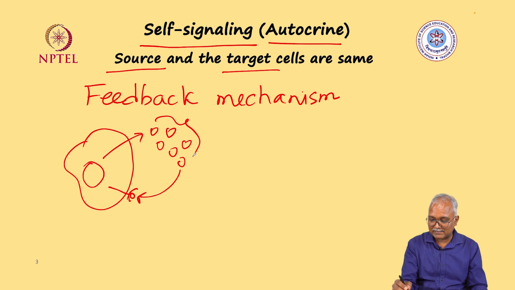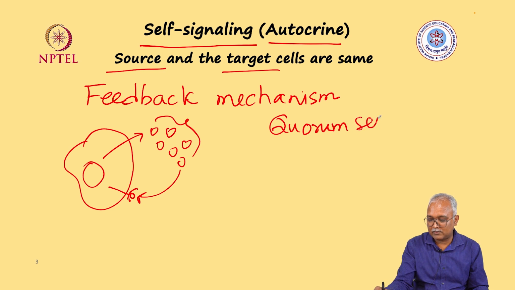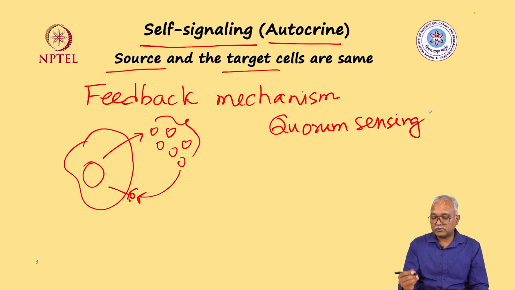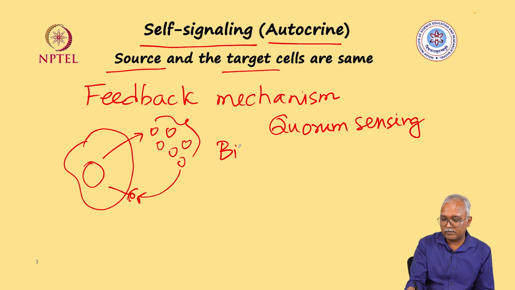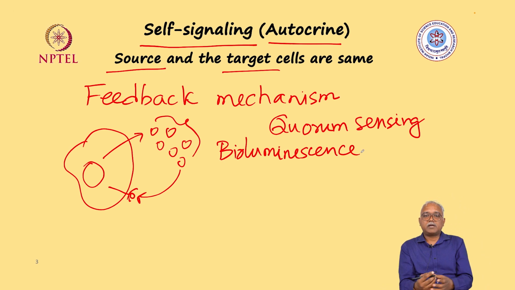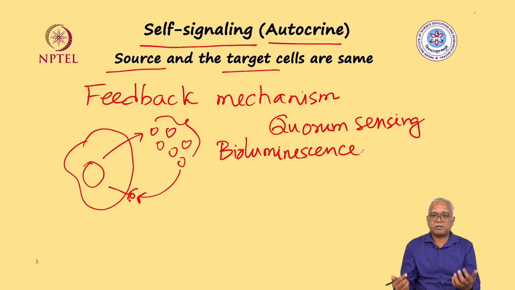Also, in the previous class I mentioned quorum sensing, if you remember, and I told you that this is one way by which bacteria form a biofilm. Also there is a phenomenon called bioluminescence, where these organisms produce light. When they are enough in number and they cross the threshold, the signaling actually helps them produce light.